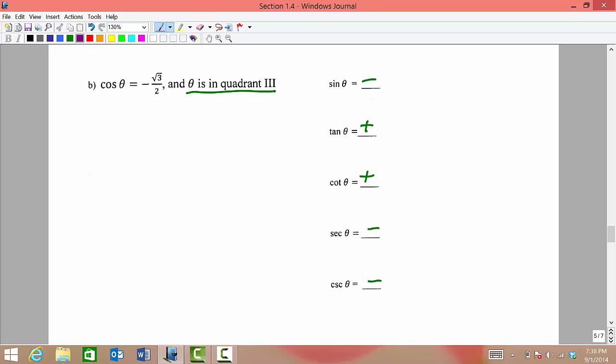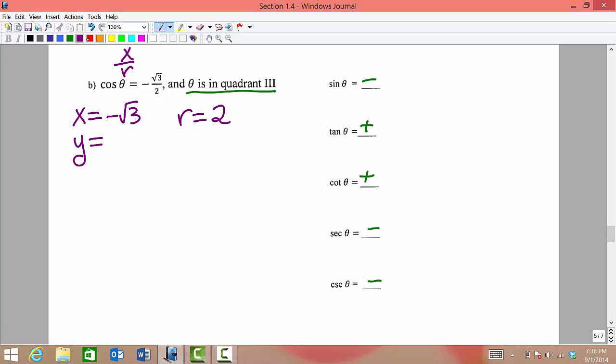Now we want to know the numeric value of them. And to determine that, we need to know what x is, we need to know what y is, and what r is. Well, cosine is x over r, so x is negative square root of 3. R is always positive, so r is that positive 2.